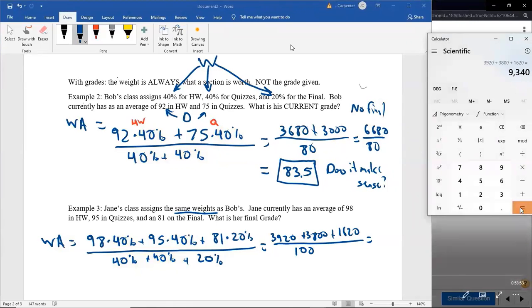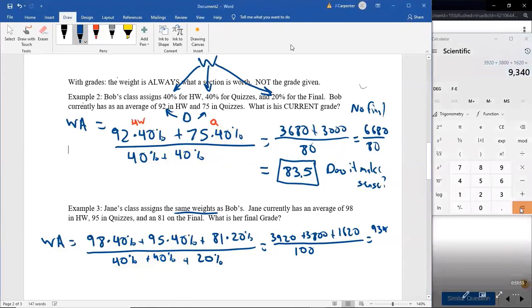All right, so when we add, we get 9,340. Then we're going to divide that by 100, which ends up being 93.4. Dividing by 100 just moves the decimal left twice. So that would be our final average. And then you ask yourself, does it make sense?